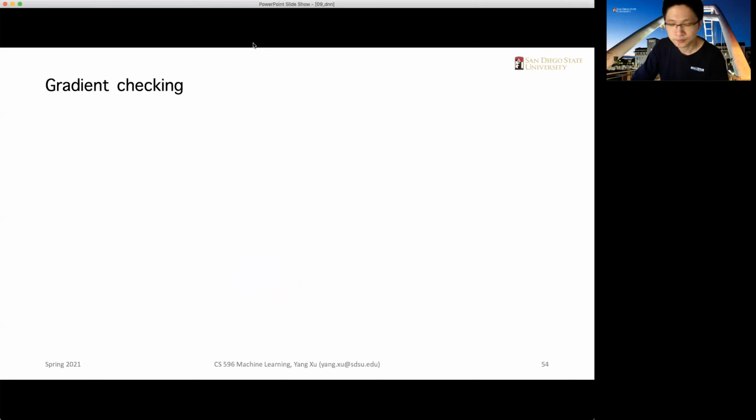All right, so now let's speak of gradients. Sometimes when we train a model, it would be helpful to check whether our implementations for the models are correct. This is a technique called gradient checking.